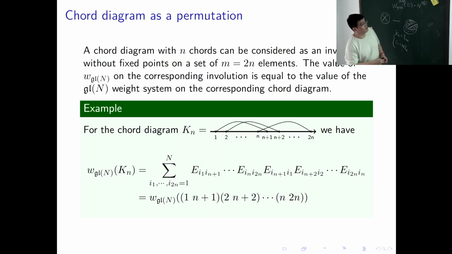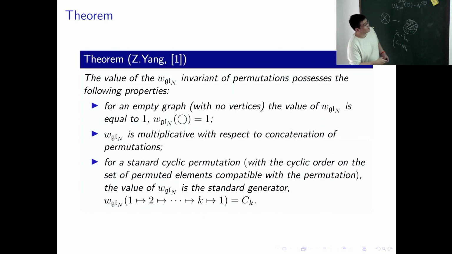For the chord diagram, its chord is an involution without fixed point on the tuned element. This value is the same as the value of the weight system under permutations. And so this is the result about how to calculate this GL_N weight system on permutations.